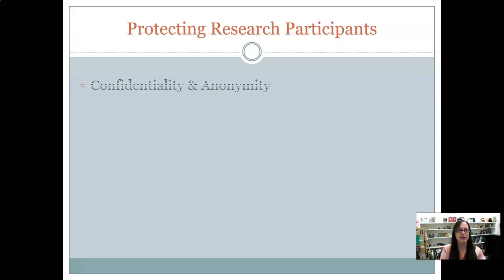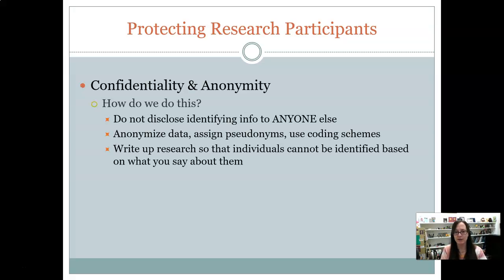Although, in terms of how we actually keep confidentiality, how do we do this? There's a lot of different ways that you can do this to help yourself as the researcher as well as your participants. And right off the bat, of course, you don't disclose identifying information to anybody else. That's, of course, what confidentiality is.